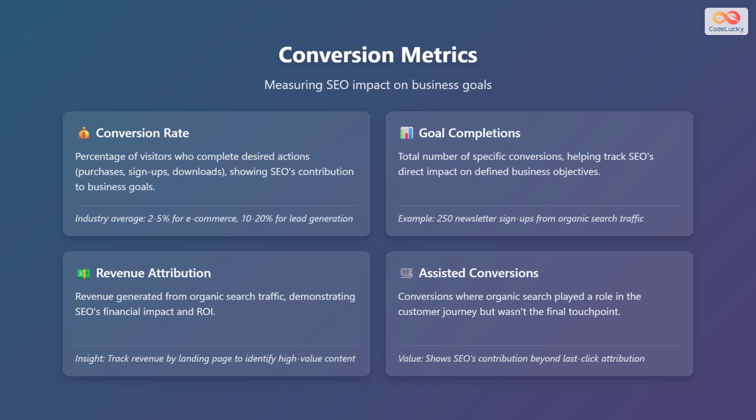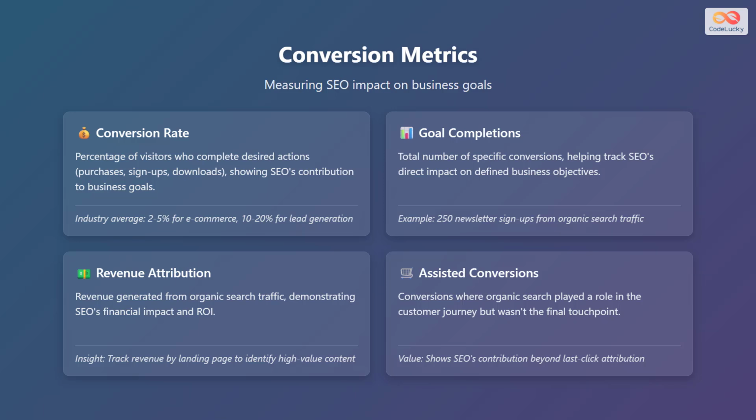Let's examine conversion metrics, which help measure search engine optimization impact on business goals. First, we have conversion rate, which is the percentage of visitors who complete desired actions such as purchases, sign-ups, or downloads, showing search engine optimization's contribution to business goals. The industry average is typically 2 to 5% for e-commerce and 10 to 20% for lead generation.